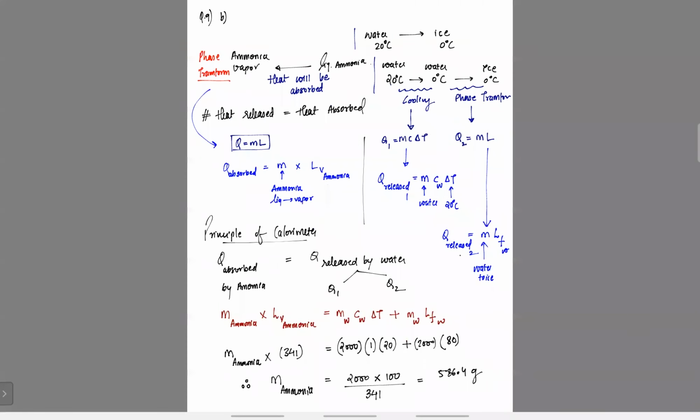Okay. So how do you exactly solve this particular question? You write it as let the mass of ammonia be M. Let the latent heat of vaporization be LV. Let the mass of water be, let's say, M dash. Let the specific heat of water be CW. Let the change in temperature of water be delta T. Let the latent heat of fusion of water be LF. Now write the values of all.